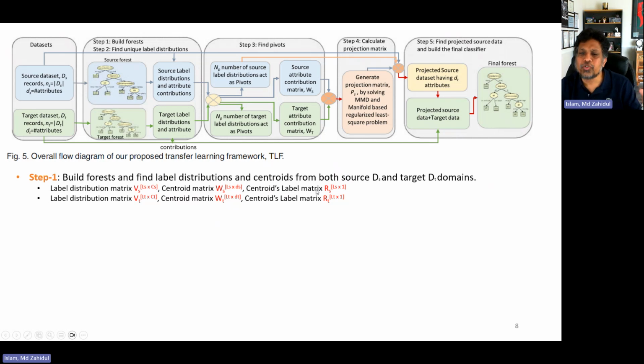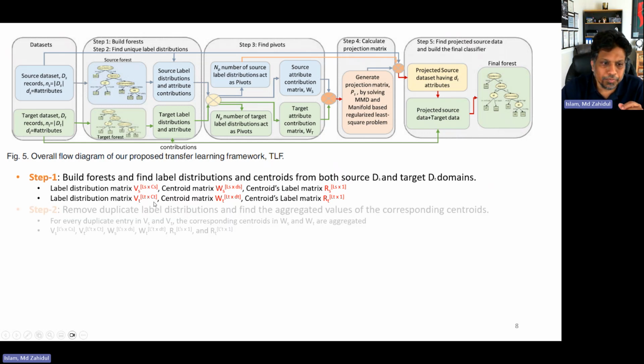And the centroid level matrix. So each centroid will have some distribution of the class values. So that's RS, LS times 1. Oh no, in this case, not distribution, the majority class. So we are considering that each leaf has a majority class. It may have a distribution, of course, and that has been captured in the matrix VS, but RS is the majority class. Let's say 80% of records belong to highly satisfied and 20% of records are satisfied. Then in that case, the majority is highly satisfied, RS matrix. So we find similar matrices for the target domain as well.